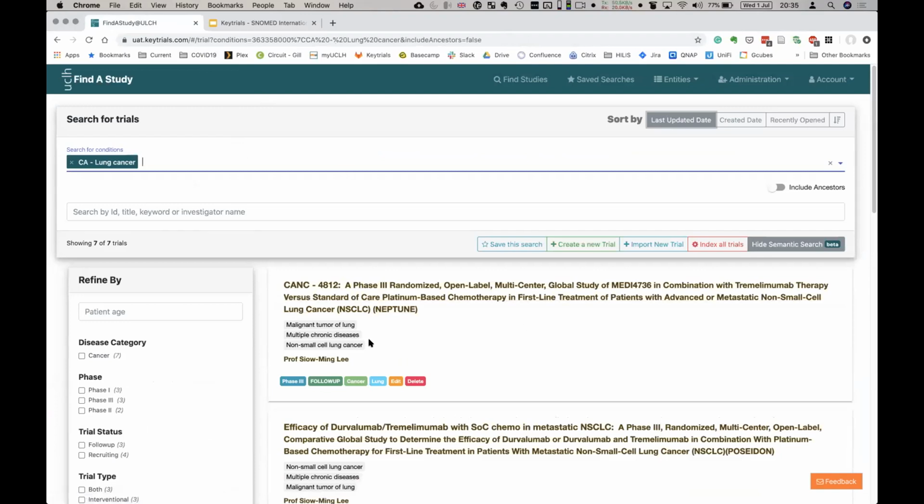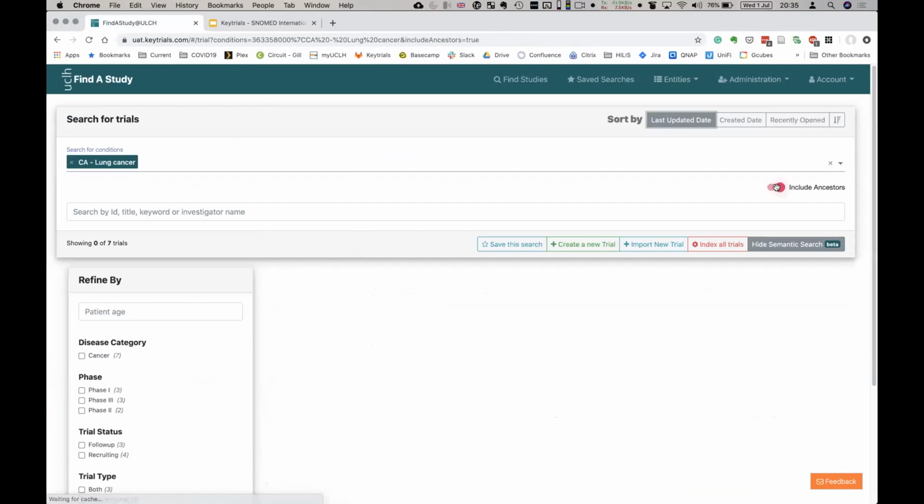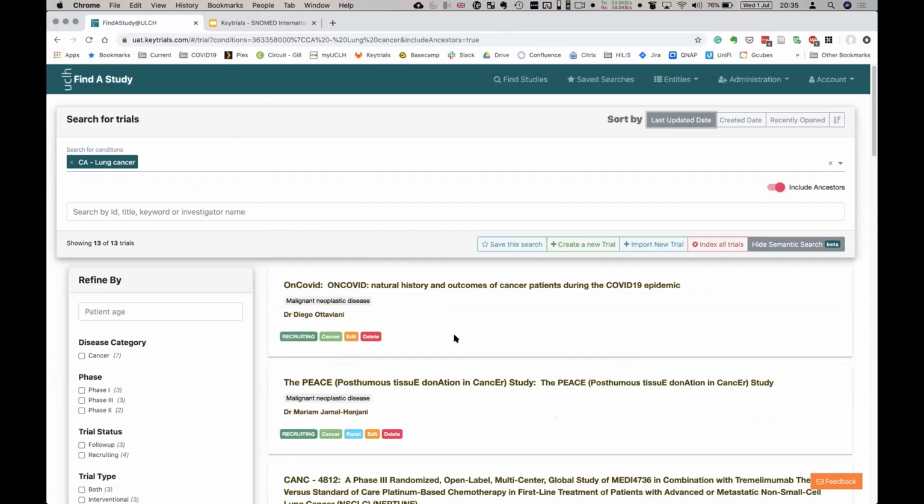What you can see here in the background is that these SNOMED CT concepts have been tagged against that particular study. So searching lung cancer will find non-small cell lung cancer. And if I toggle to include ancestors, you can see, this is an interesting one where someone is doing a study on COVID and oncology, and it's just been tagged as malignant neoplastic disease. Obviously lung cancer is a type of neoplastic disease, and it actually found that trial as well.